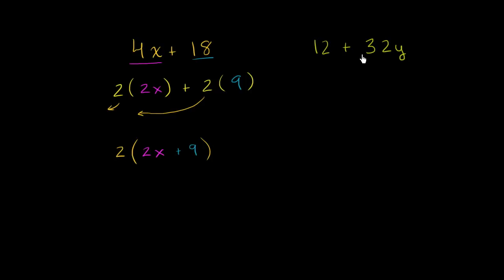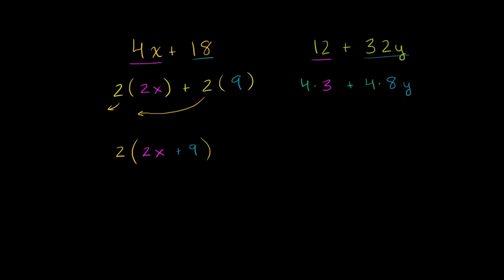The greatest common factor of 12 and 32 is 4. And y is only divisible into the second term, not into this first term right over here. So it looks like 4 is the greatest common factor. So we could rewrite each of these as a product of 4 and something else. So for example, 12 we can rewrite as 4 times 3. And 32 we can rewrite, so this is going to be plus 4 times, well, if you divide 32y by 4, it's going to be 8y.